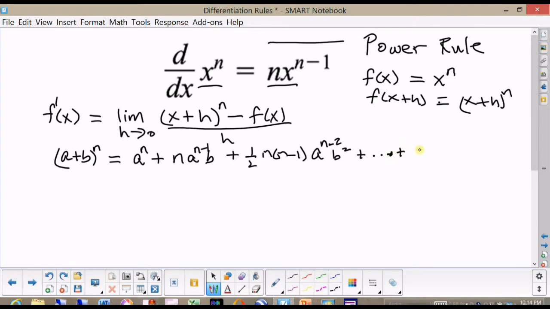And you get the last two terms would be n a b to the n minus 1 plus b to the n. I think you figured out that it was going to start at a to the n and end with b to the n. This is the binomial theorem. Notice that all of the coefficients of a to a power and b to a power are all constants determined by whatever n is.